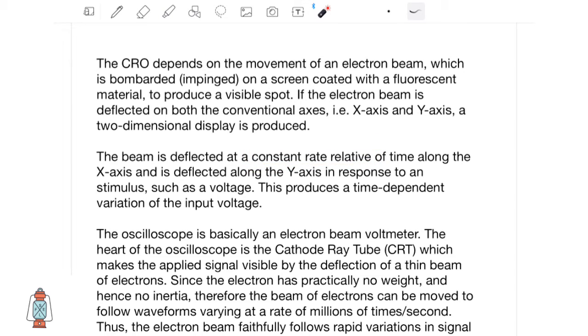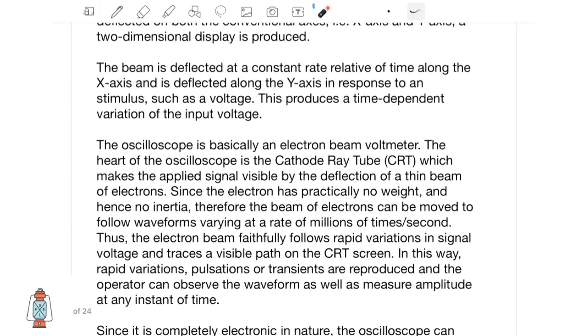Constant rate relative to time, it should vary at a constant rate, let it be squared, let it be linear, but it should be constant, so that the formula, the methodology we have devised for the device, should stand out in every case. Okay, so this is the thing to be emphasized upon.